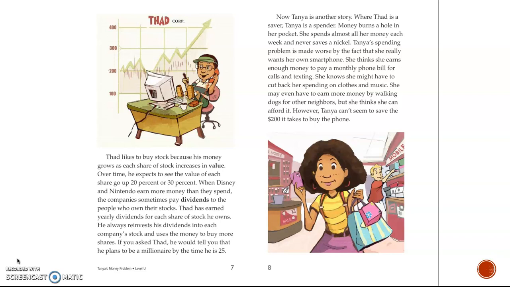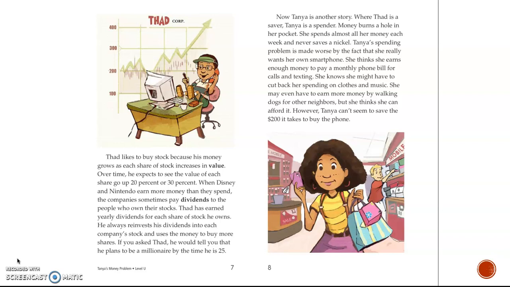Now Tanya is another story. Where Thad is a saver, Tanya is a spender. Money burns a hole in her pocket, and she spends almost all her money each week and never saves a nickel. Tanya's spending problem is made worse by the fact that she really wants her own smartphone.